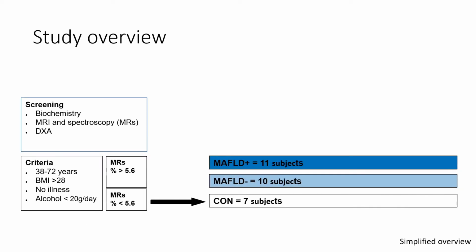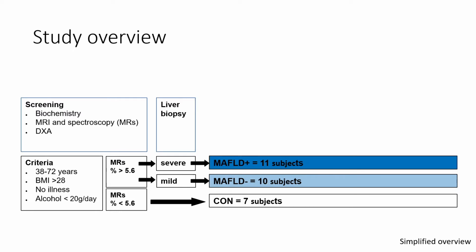For this study, we recruited 28 subjects with obesity. Based on the results of the MR spectroscopy, we divided them into controls and NAFLD subjects. Based on the liver biopsy, we identified patients with simple steatosis, which we call NAFLD minus here, the light blue color, or with steatohepatitis, which we call NAFLD plus here. Though matched on age, sex, and body weight, NAFLD and especially NAFLD plus, the steatohepatitis subjects, were more insulin resistant and had a higher level of visceral fat than controls.